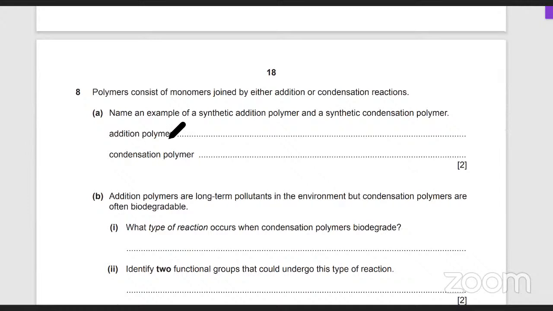अच्छा, name an example of a synthetic addition polymer and a synthetic condensation polymer. So addition polymer, alkene से कौन सा polymer बनता था? PVC बनता था. You had just a pipes वगैरह, ठीक है? That's one. PTFE, that was Teflon वगैरह. You also had polyethylene, your plastic bags, etc. ठीक है? Polyethylene bags. Condensation polymers में you had a lot of them. You had nylon, polyamide, ठीक है? That was as a nylon.